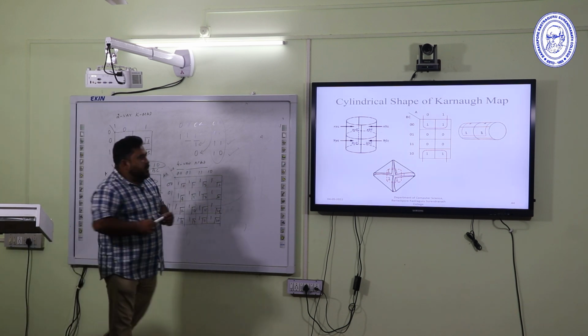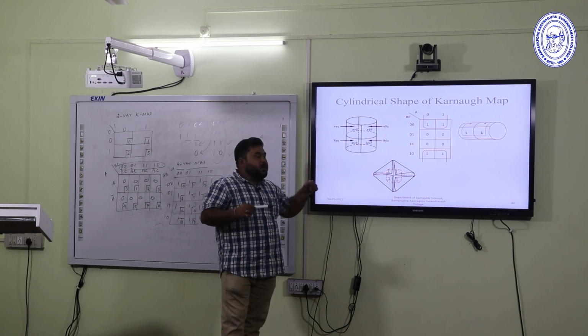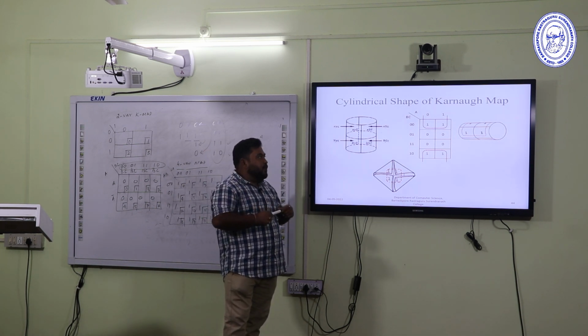Actually the map is like this structure, a cylindrical structure. We can rotate this map, we can fold this map, in that way.